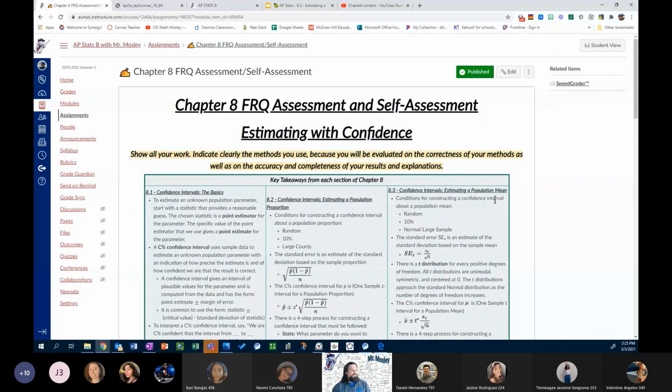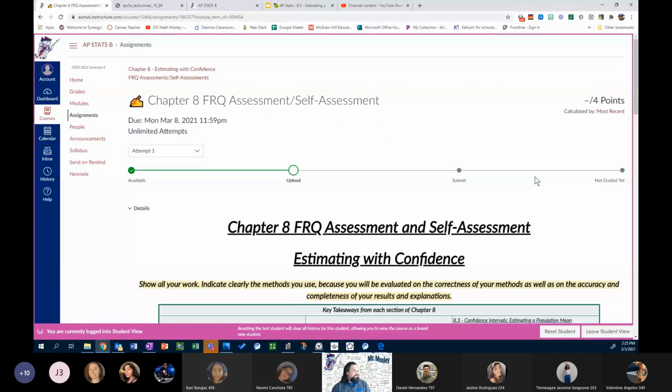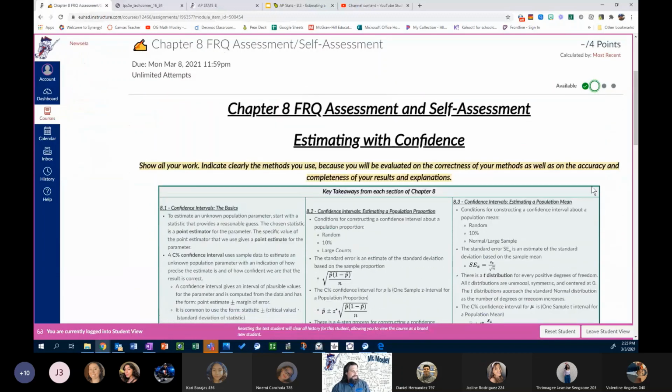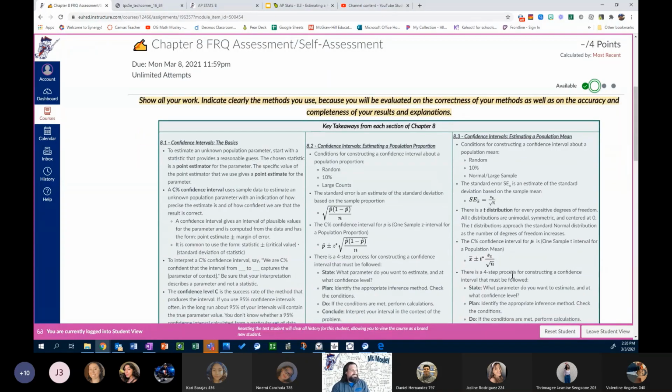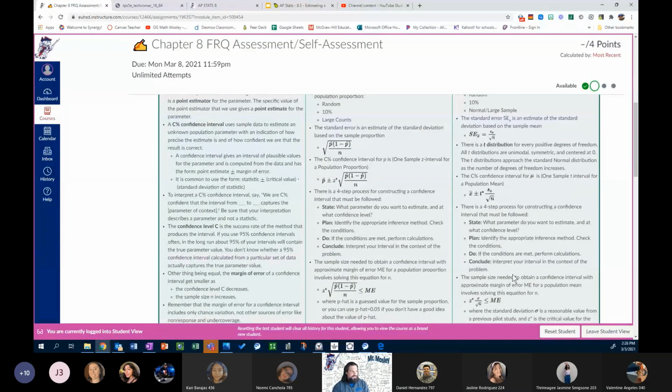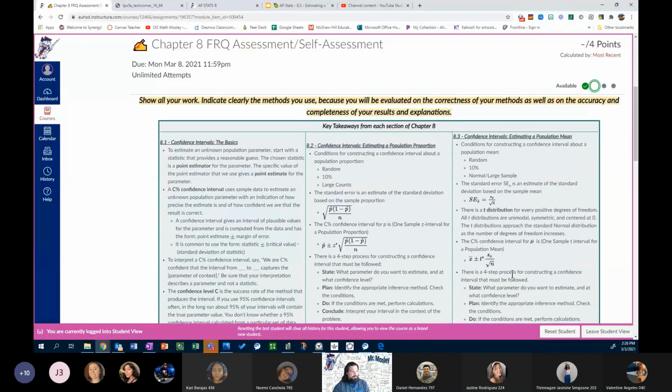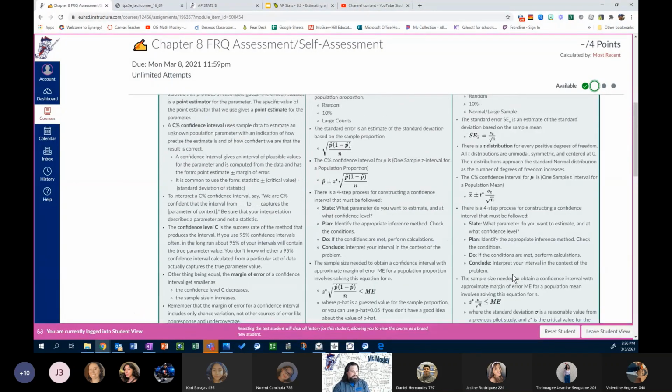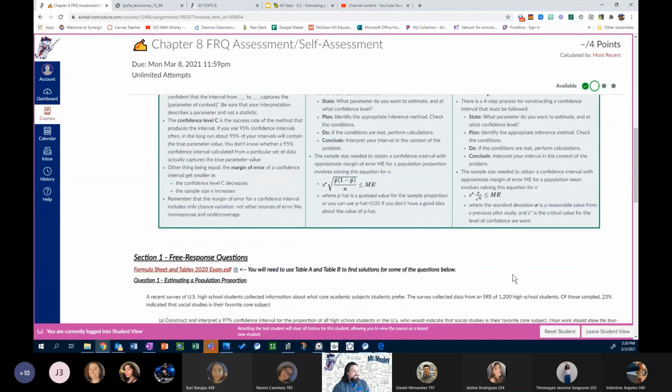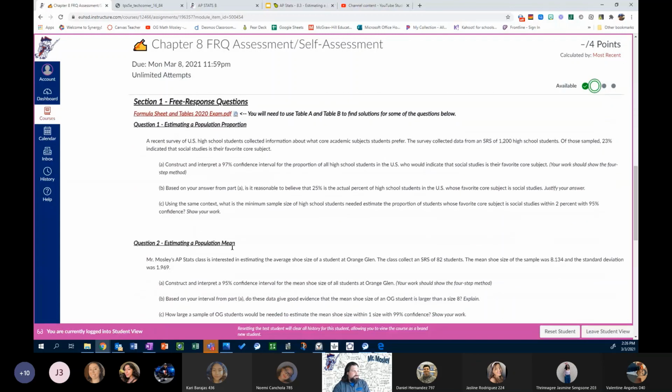I've adjusted this so that at the top here, it's basically the study guide for Chapter 8. All right, it's kind of like all the main formulas and concepts from each section of the chapter. So it's like a little study guide for you there. Then we have our free response questions. There's 2. I wrote the questions, so these don't exist anywhere online.